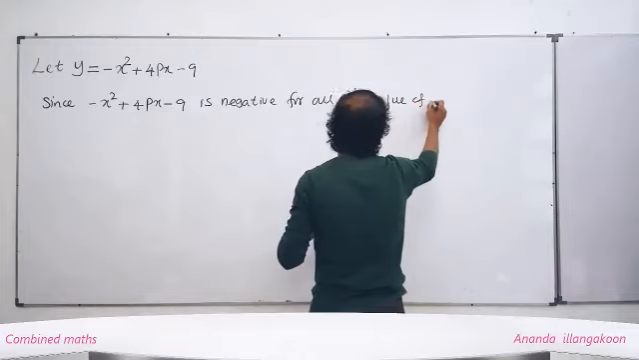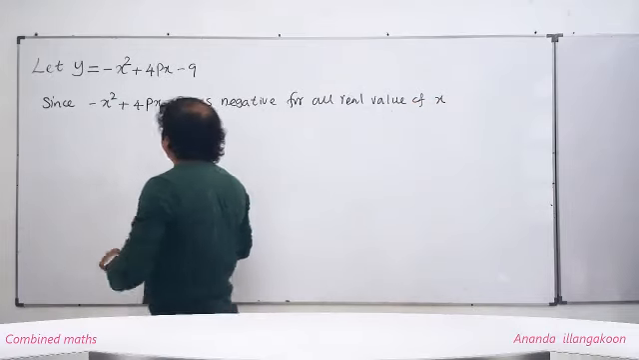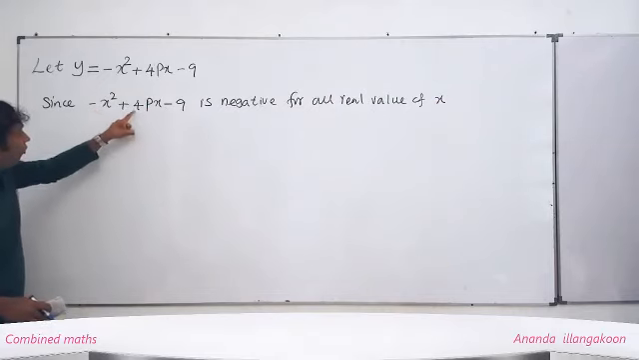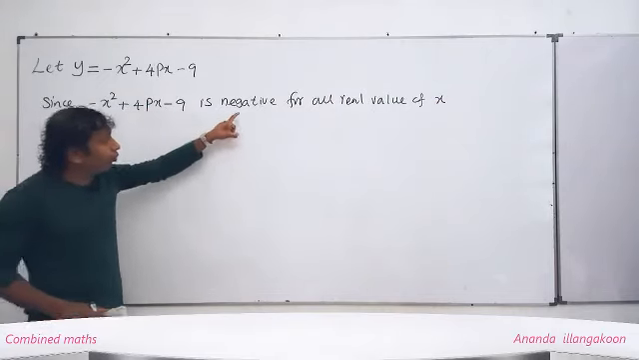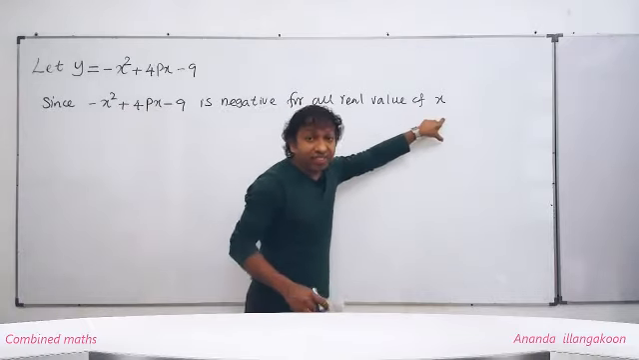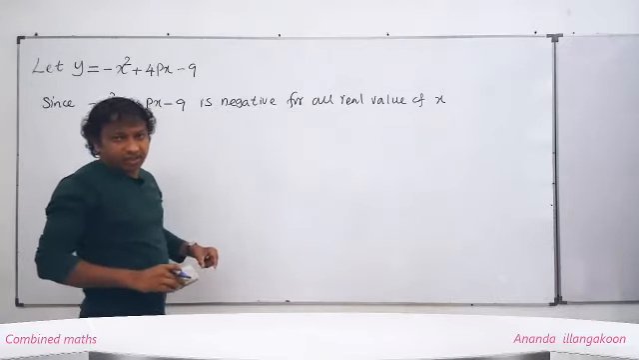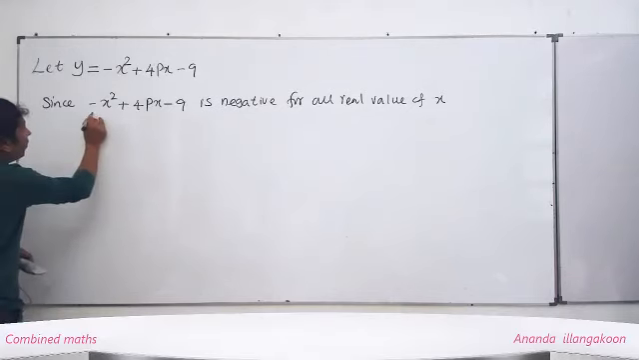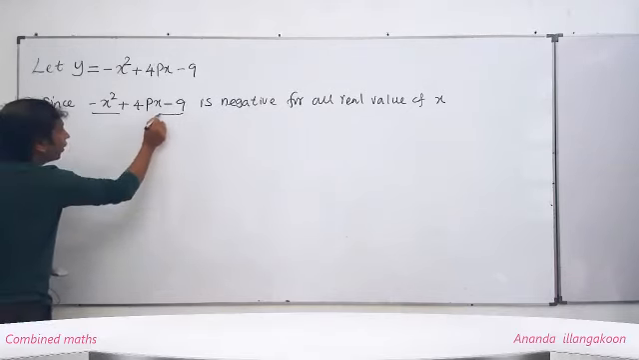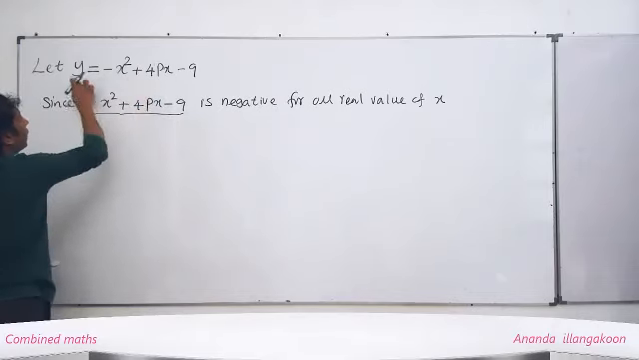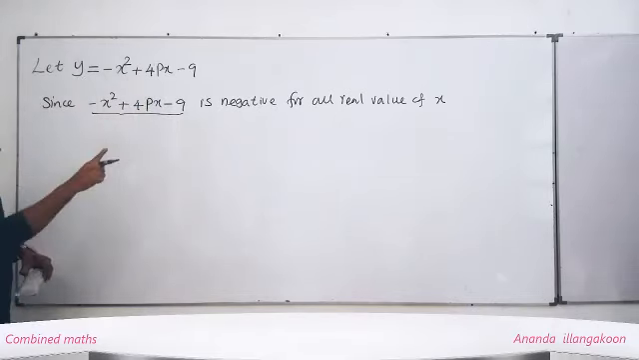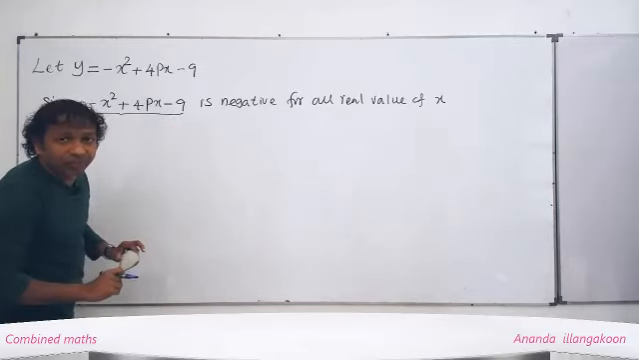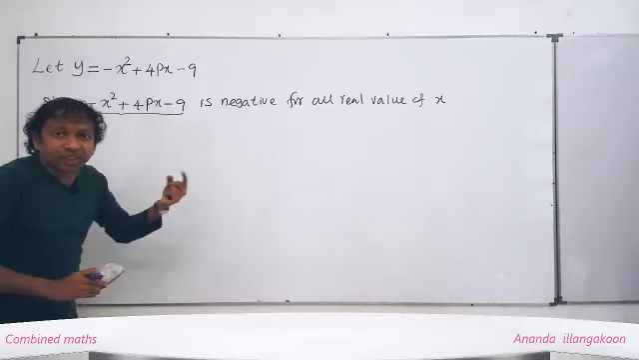For all real values of x. Right. People, now this is the one we are given in the question now. Minus x squared plus 4px minus 9 is negative for all real values of x. That is given in the question. Since this is now y, people, this is the one I took as y. Since this is negative for all real values of x, now I can write that same statement involving y.